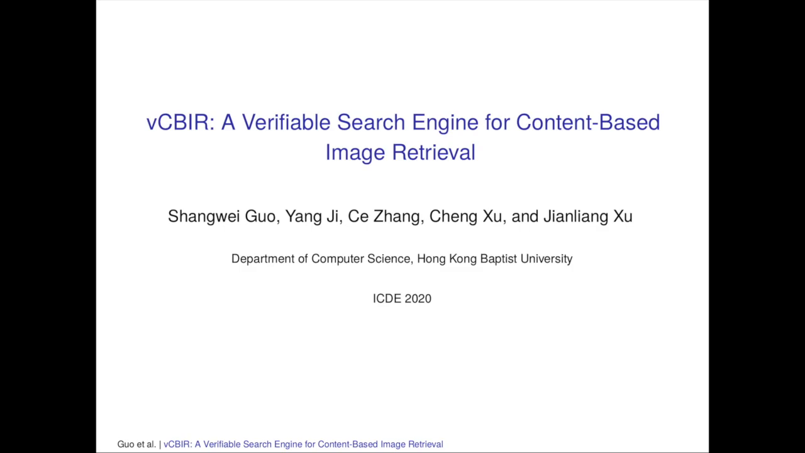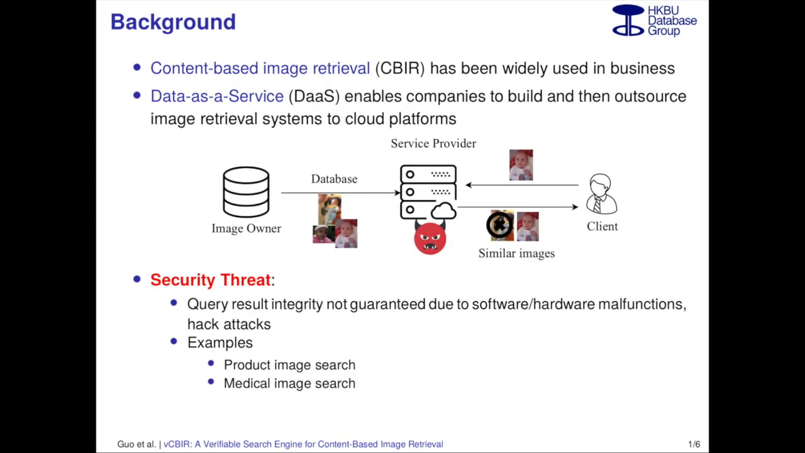Okay, let's begin. With the increase of digital images, content-based image retrieval has been widely used in business. Image retrieval systems are huge and complex. Luckily, with the advance of data as a service, a small-sized company can build and maintain its image retrieval system on cloud platforms such as AWS.